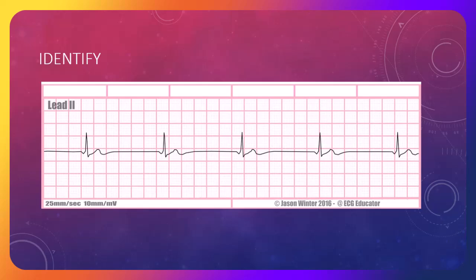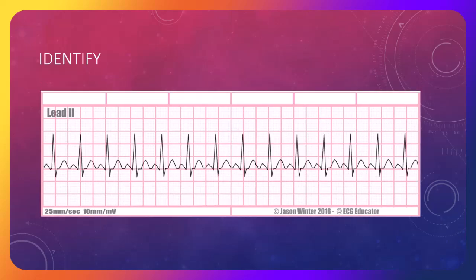Is that P wave inverted, or is that part of the QRS? Nope, that's inverted P waves. Every one of those P waves are inverted. Okay. What's that rhythm? Sinus tachycardia. What's the rate?